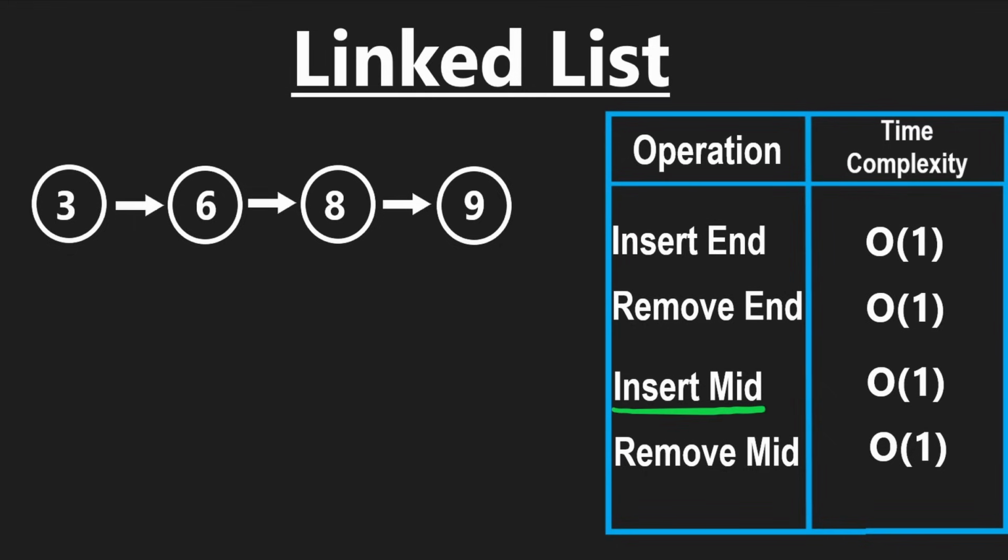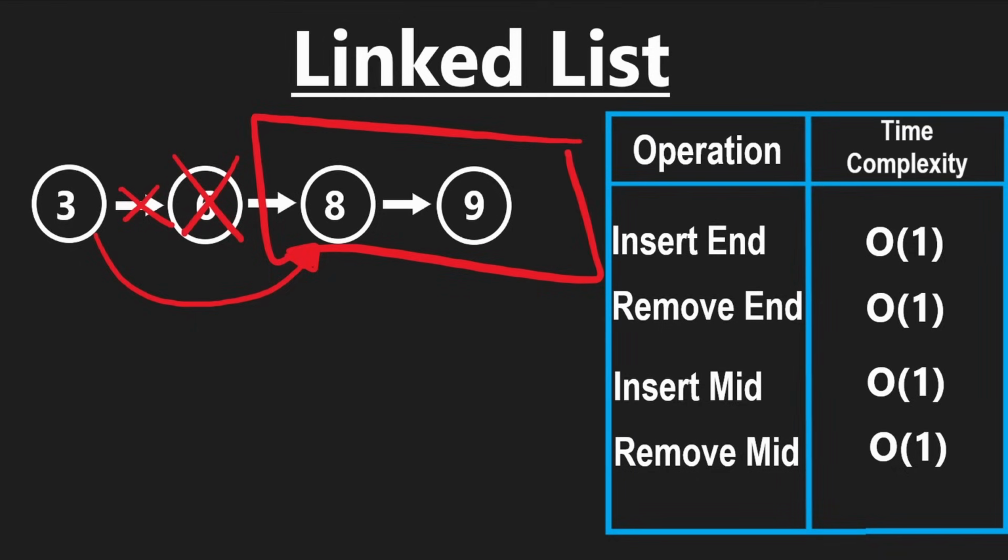We can also even insert into the middle of the linked list in constant time, because all we would have to do is take a node, put it here, take this pointer, instead of pointing it at 8, we could point it at the 7, and then this 7 could be pointing at the 8. Also, to remove from the middle of a linked list is also big O of one time. We would just remove the node, take the pointer, and instead point it at the next node. We don't have to shift everything over like we did with an array.